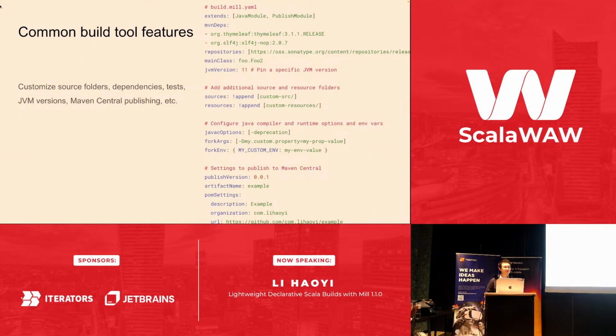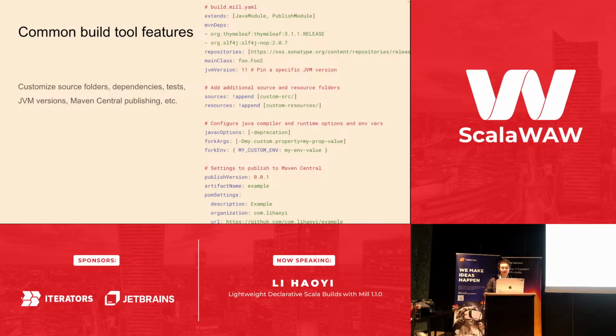So Mill declarative builds support most of everything that the Mill build tool supports. So this is not like a new build tool that has its own feature set that's different from the old feature set and you need to remember what supports what. Basically everything that Mill supports can be done in declarative builds. You can see in this example here, I have multiple inheritance. I can extend both Java module and publish module. I have Maven deps, I have custom repositories, main class, JVM version settings. I can append sources or resources using YAML tags. I can set my javac options, fork args, my fork env dictionary. I can have my publish to Maven Central config, all of my POM settings and so on. All of that works in your declarative builds exactly the same as in your programmable builds.